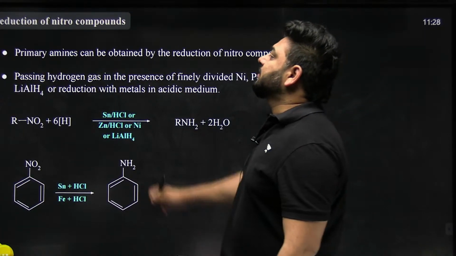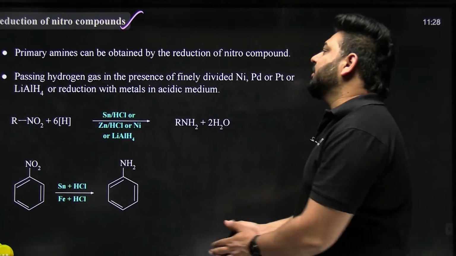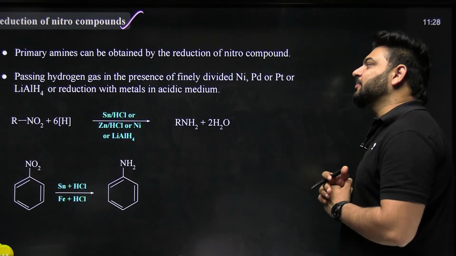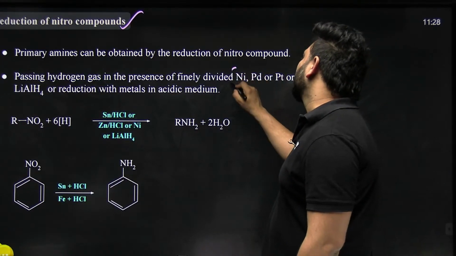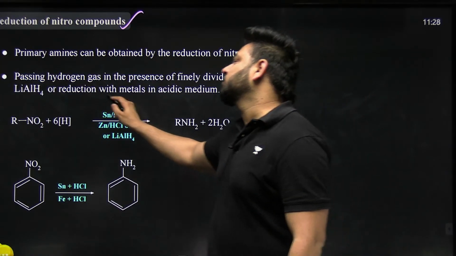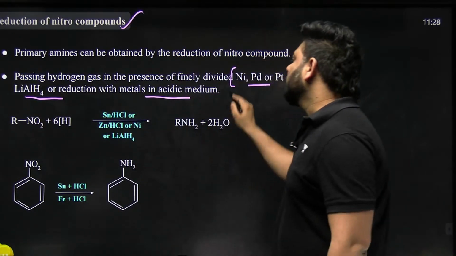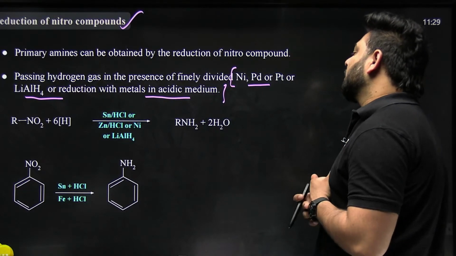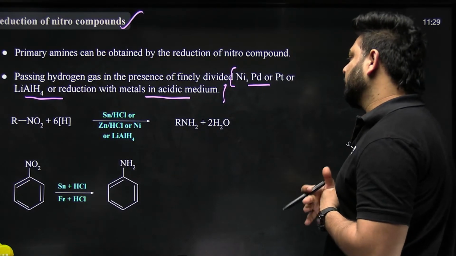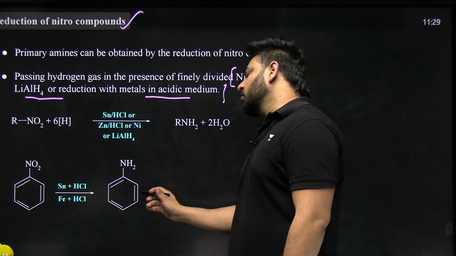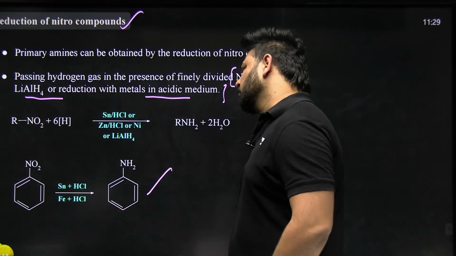Next reaction is reduction of the nitro compounds. Primary amines can be obtained by reduction of nitro compounds. Passing hydrogen gas in the presence of finely divided nickel, palladium or platinum, it can reduce, or even using LiAlH4 as a reducing agent will give you amines. So nitro compounds are reduced. I remember this reaction, we used to take this reaction as Stephen's reduction, producing RNH2.